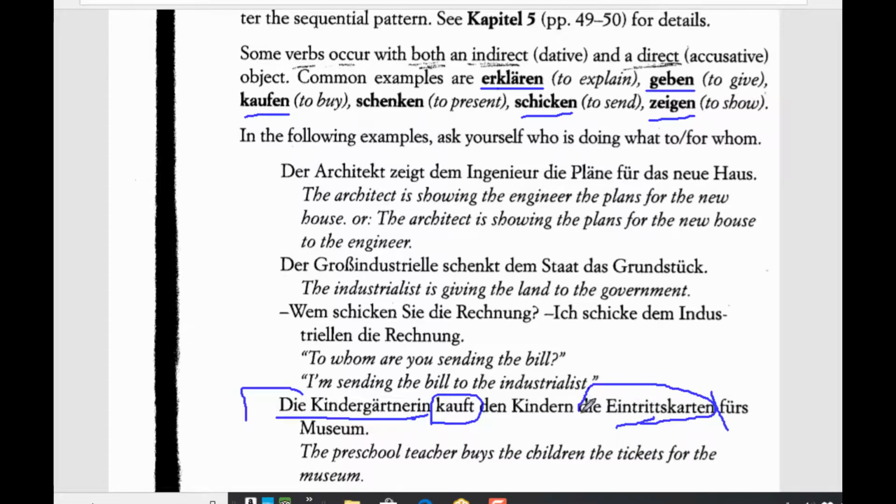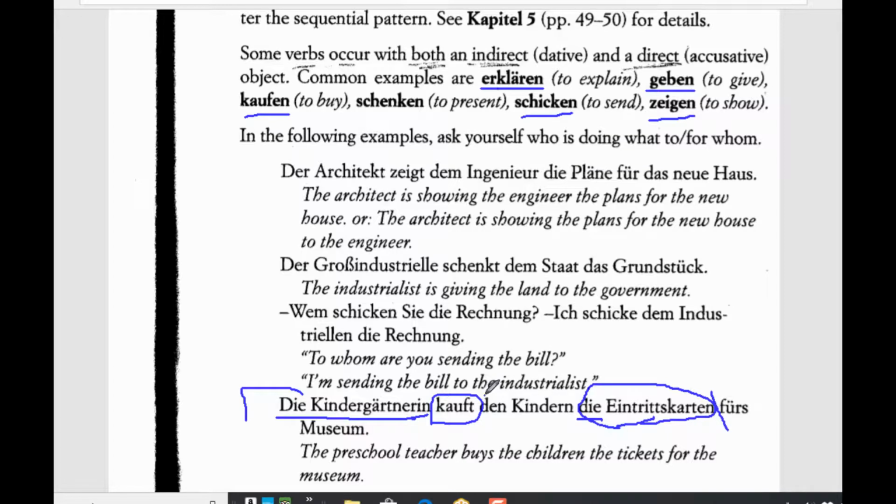Great. Why is this DIE? Because it's a feminine in the accusative case. Good. It's actually a plural accusative, so all plurals are DIE. Eintrittskarte but it also happens to be feminine, but that doesn't play a role in the case that it's a plural.